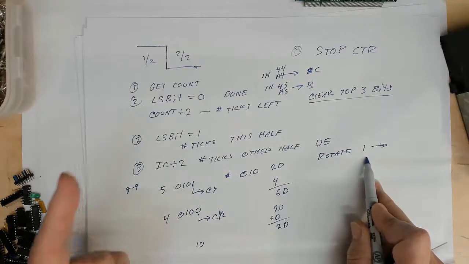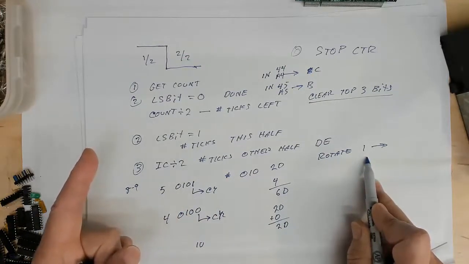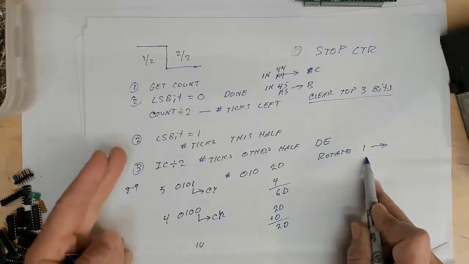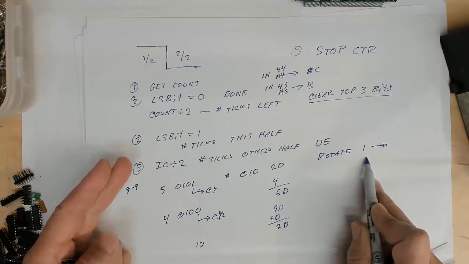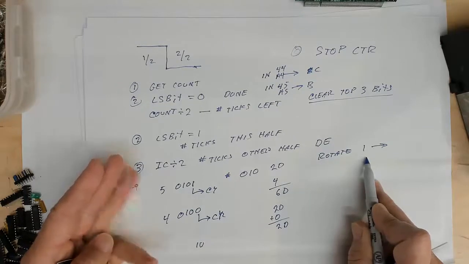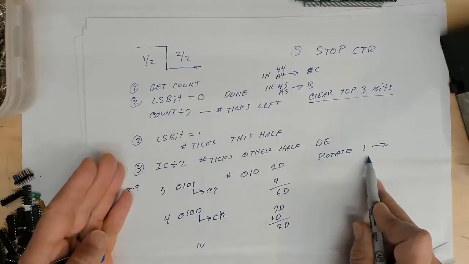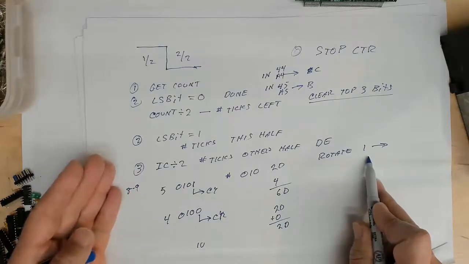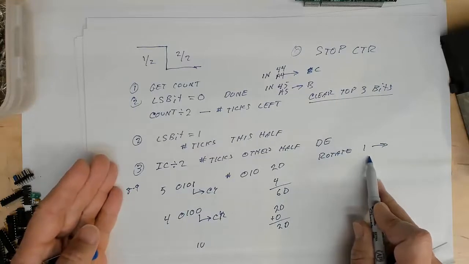So the first thing we do is we stop the counter, and we do that by writing a 01 to the command register. We input the low byte and the high byte of the count into some register pair. We rotate right into the carry. We clear the top 3 bits. We look at the carry. If the carry was equal to 0, we're done. If the carry was equal to 1, we've now got to go get the initial count into a register pair.